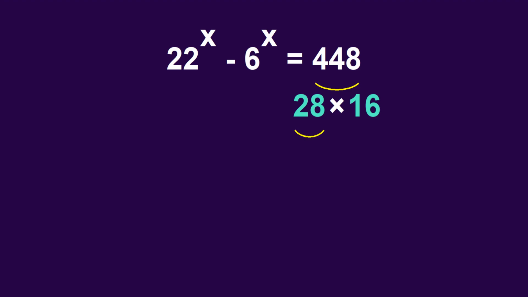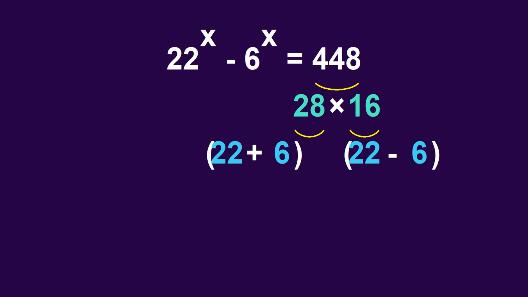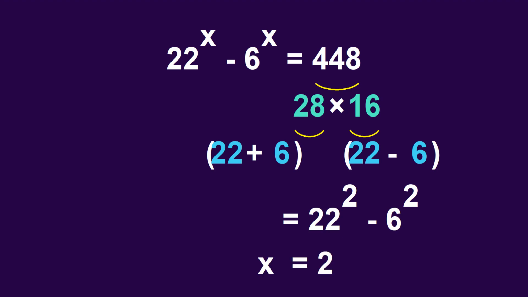Next, we are going to break down 28 into the summation of 22 plus 6 and express 16 as 22 minus 6. And now we have the difference of two squares form, which can be written as 22 to the power 2 minus 6 to the power 2. By comparing both sides of the equation, it's clear that x equals 2, and this is our final answer for this problem.